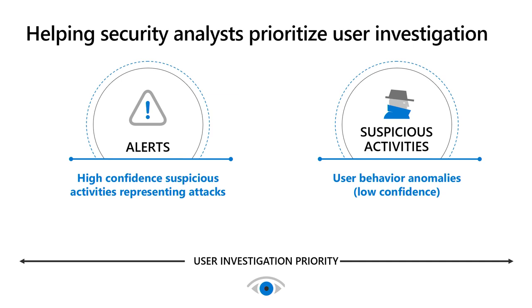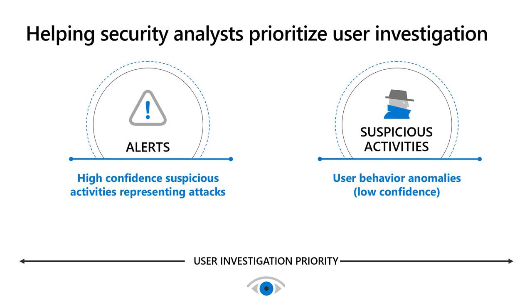They need to understand what is important, which anomalies they should focus on. Therefore, Azure ATP provides you both alerts and suspicious activities. Alerts are high-confidence suspicious activities that represent attacks. They can be signature-based or behavioral. To be able to identify suspicious activities, Azure ATP is using user behavioral analytics. We are learning the identities in your environment, we are profiling them, and then once there is an activity of a specific user, we can identify if this specific activity is suspicious or not.